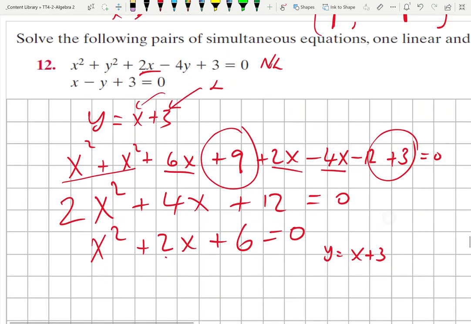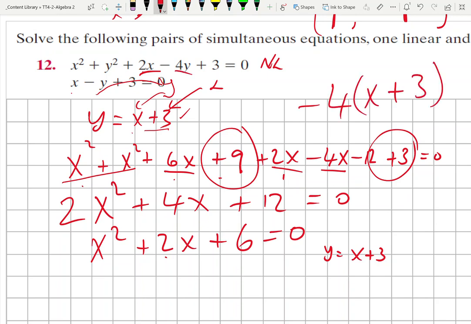y transposes to plus y, x plus 3. That's correct. x squared comes straight in. y squared is the square of this. 2x, minus 4 of them. That's here.